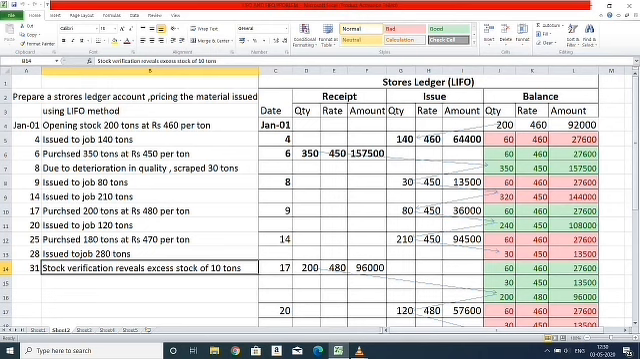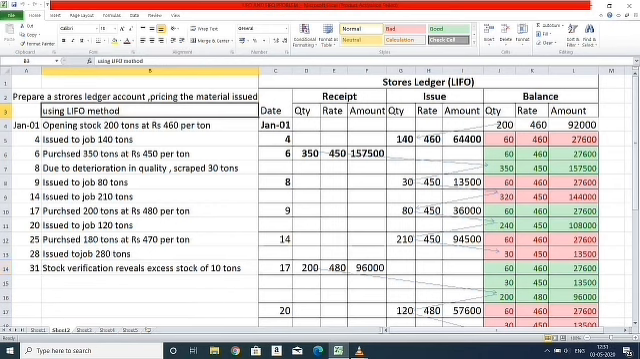Here we have to prepare a stores ledger for material issue. We have to follow the LIFO method. In our stock valuation, we are following LIFO method. LIFO method means last in, first out. We have to issue materials from our last receipt. Here we start our problem.